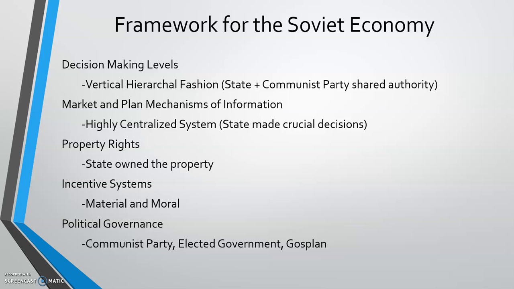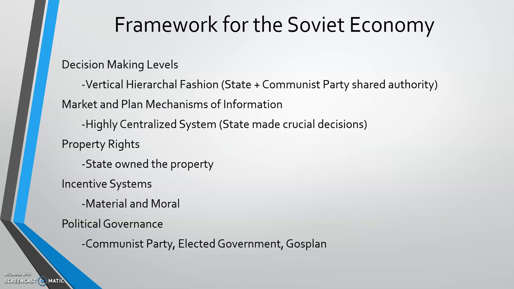The mechanism of information was a highly centralized system. The state made the decisions on things like production, distribution, and allocation for the short and long run. The property rights were that the state owned the property. There were no capital or land markets and no formal system of rewards, and the income generated from their use went directly to the state.